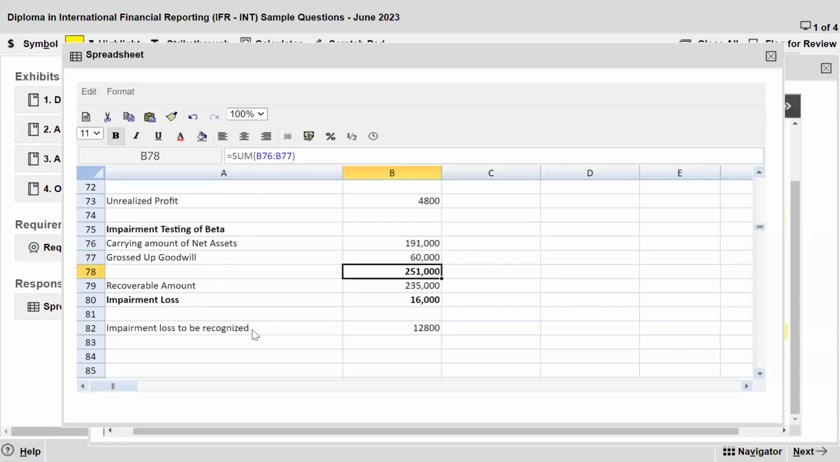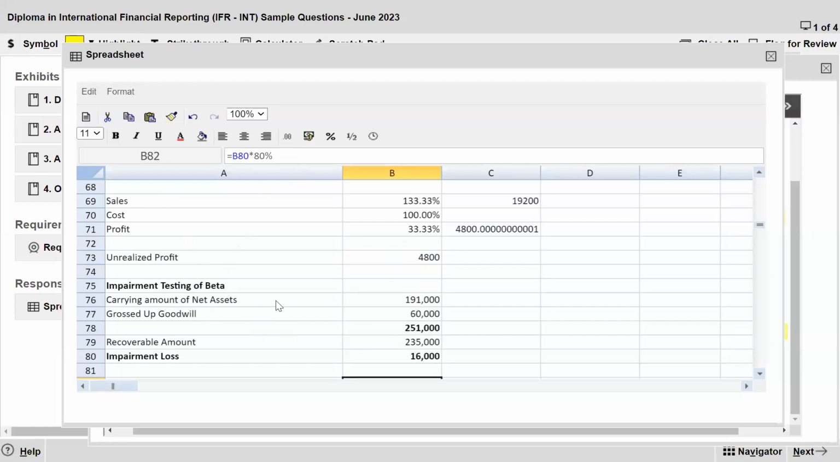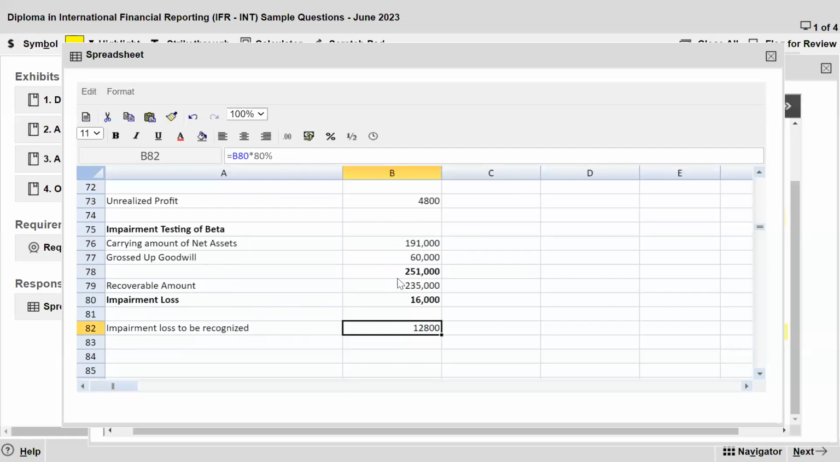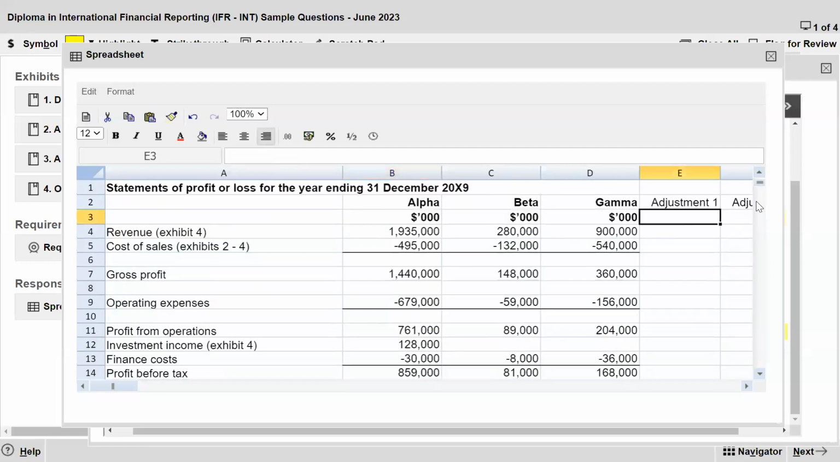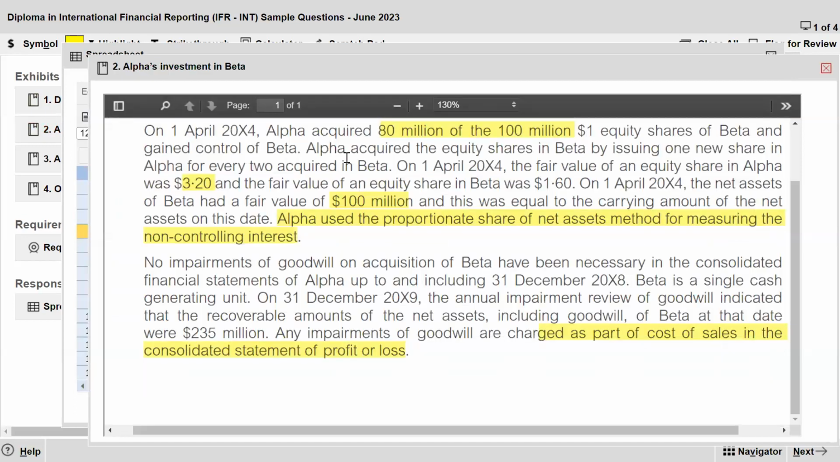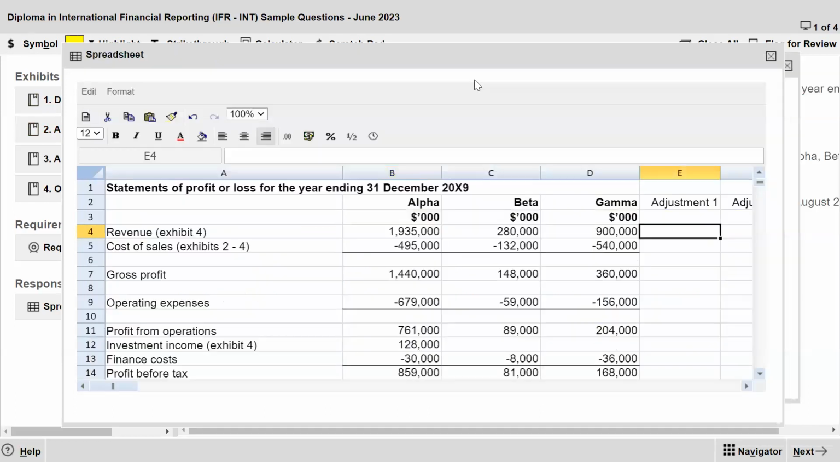Now, the impairment loss to be recognized is this. Okay, now what next is there? Let's try to do the calculations. The Beta was a subsidiary for the whole of the year and the Gamma was a subsidiary for 8 months. We need to see if there is any intra-group trading between Beta and Gamma.